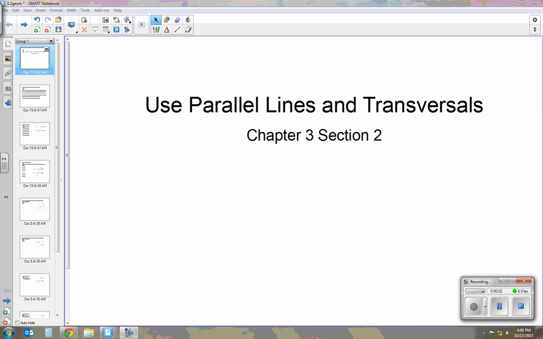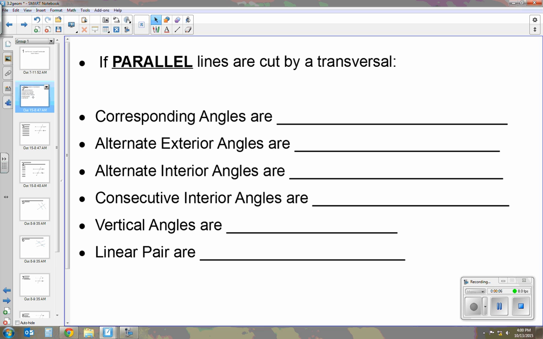Today I'm going to be talking about using parallel lines and transversals. We've already learned our angle pairs, but now we're going to take two lines. They have to be parallel. Let's do it over here. We have two lines. They have to be parallel, and it's cut by a transversal.